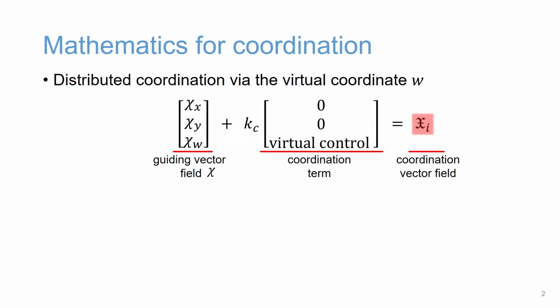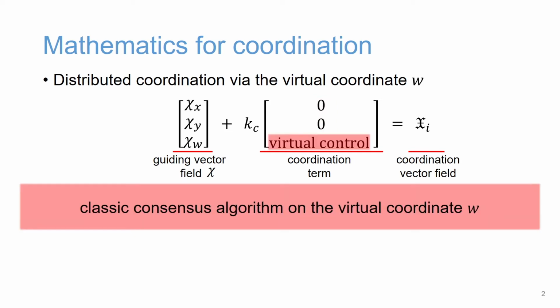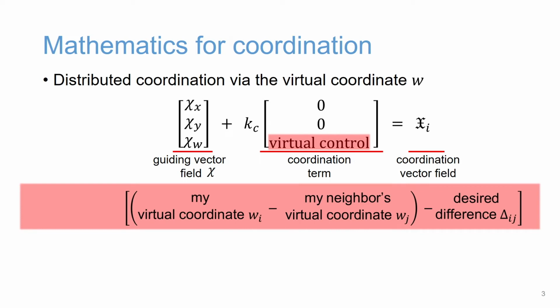Note that the first 2 entries of the coordination vector field are related to the physical x and y coordinates, while the last entry is virtual. Therefore, the first 2 entries in the coordination term are 0 because the coordination term would better not affect the physical x and y coordinates directly. Instead, we only control the 3rd entry, which is the classic consensus algorithm. That is, it equals my virtual coordinate Wi minus my neighbor's virtual coordinate Wj minus the desired difference between the virtual coordinates delta ij. Then these are summed up over all my neighbors.